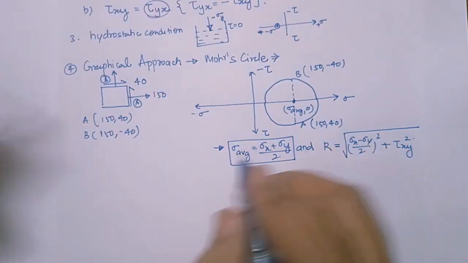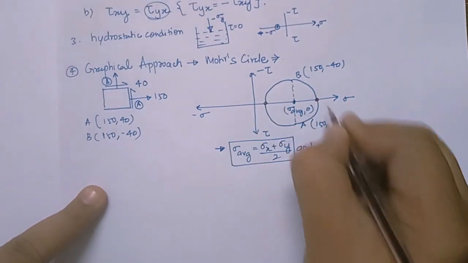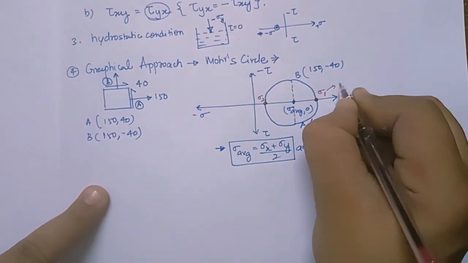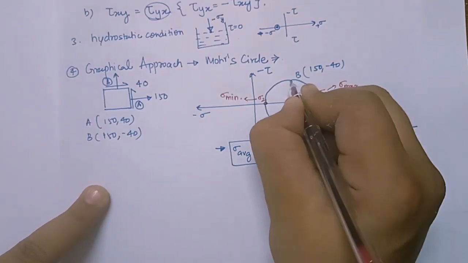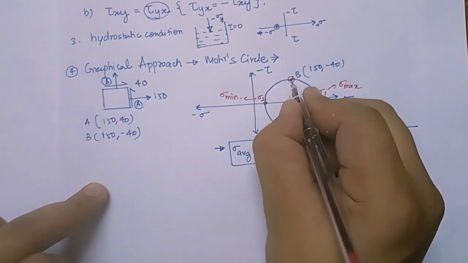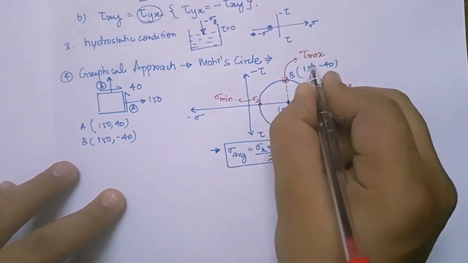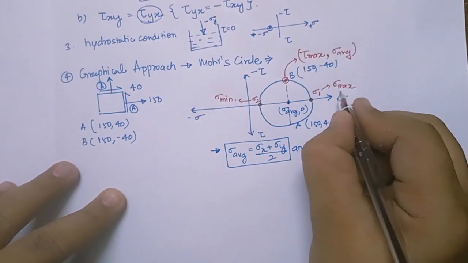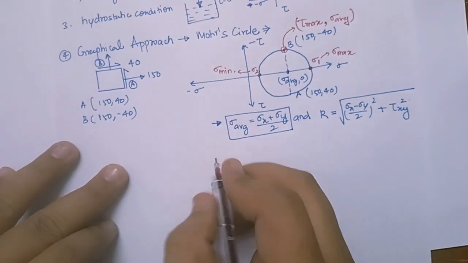Now one more point: this is called maximum sigma, sigma 1, and this is sigma 2, which is called minimum sigma. And here we are getting maximum shear. This is the condition for tau max, and at tau max I am getting sigma average. So you should know, the plane at which we get maximum sigma is called the principal plane.